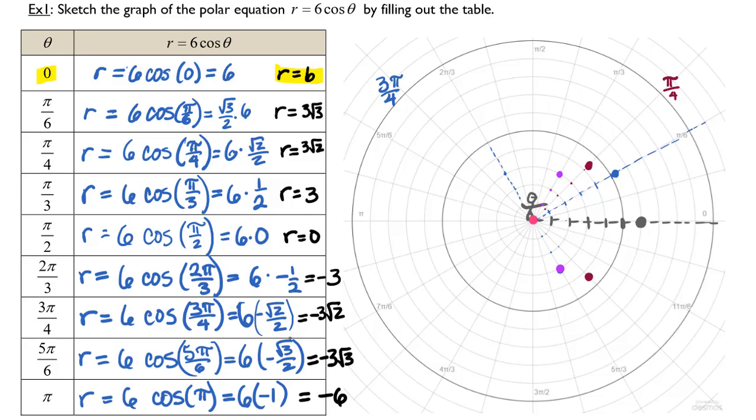And then the next one is 5 pi over 6. So I'm looking out this direction, but then I'm going to back up 3 root 3. And then at pi, which is looking out along the negative x-axis, I need to back up 6. 1, 2, 3, 4, 5, 6, which is where I started. And I think you can see that if I were to connect these dots, I would get this very nice circle.